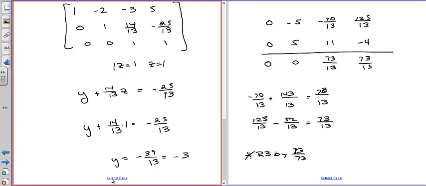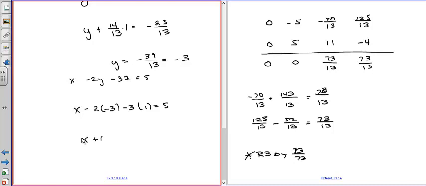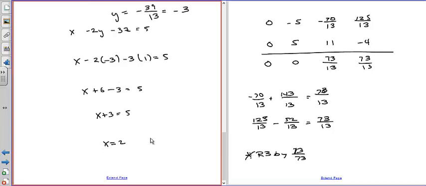And then you go back to your original equation, the top equation here, which is going to be x minus 2y minus 3z is equal to 5. And I've got y and z from previous, so I get x minus 2 times y, but y is negative 3, minus 3 times z, z is 1, is equal to 5. So now I solve for x. So you get x plus 6 minus 3 equals 5, x plus 3 equals 5, and x equals 2. So my solution for x, y, and z is x equals 2, y equals negative 3, z equals 1. And that's the only combination of x, y, and z which will give you a solution to all three of those equations.